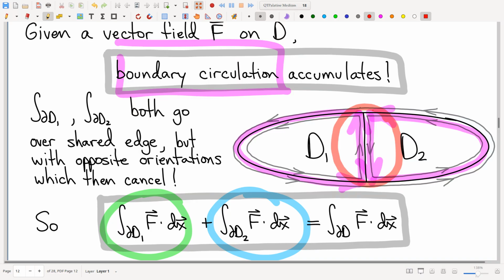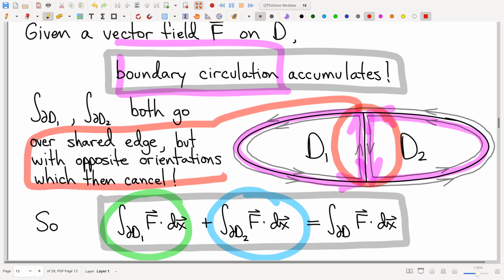But here's the thing. We actually have two problems. I'm going across this cut edge upward as part of the boundary of D1, but I'm going across the exact same edge downward as part of the boundary of D2. Same edge, opposite orientations. That means that when I compute those line integrals, I'm going to get the exact same value but with opposite signs, and they cancel. How we doing? Does that make sense to everybody?